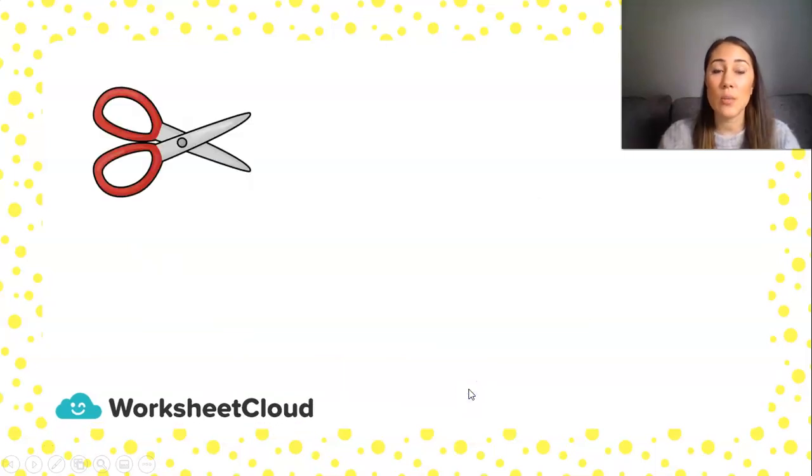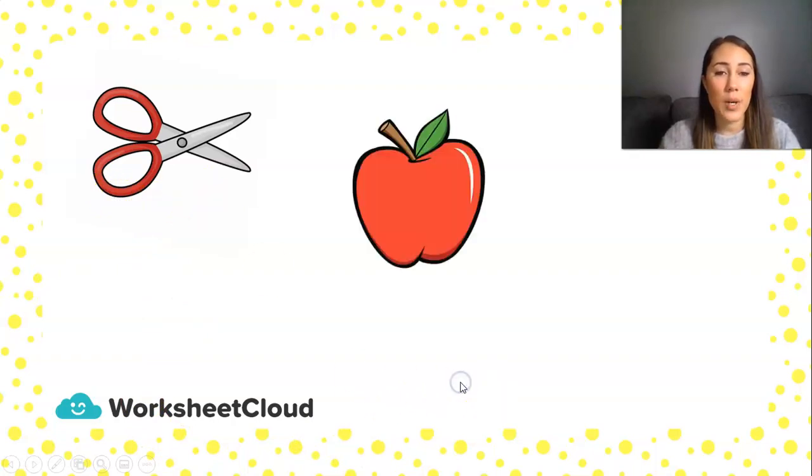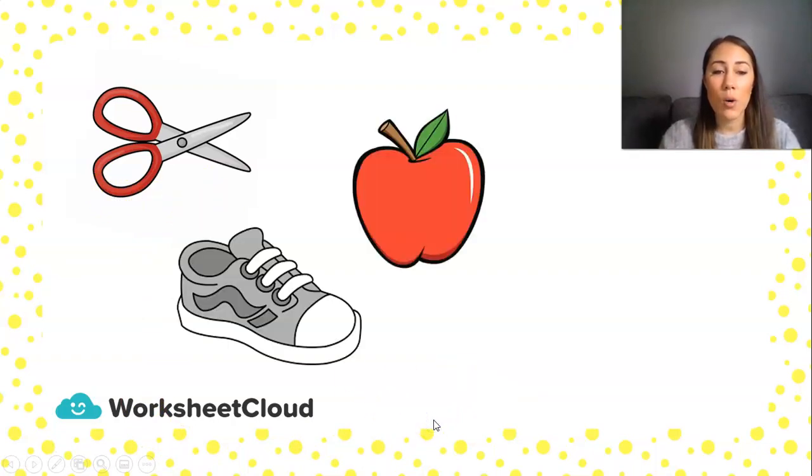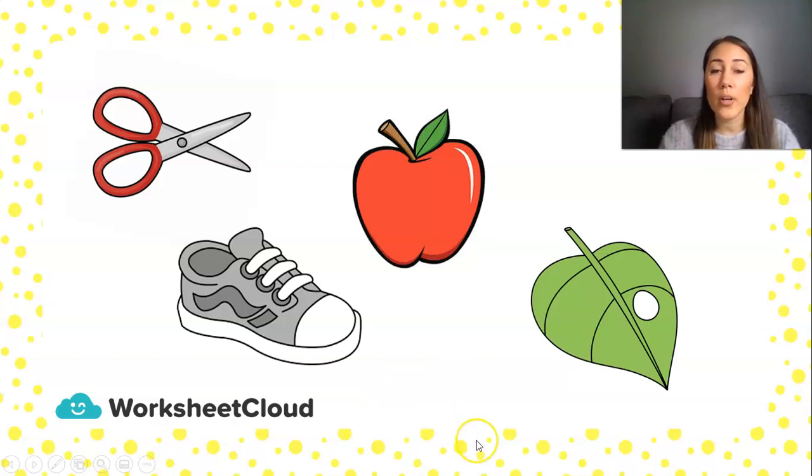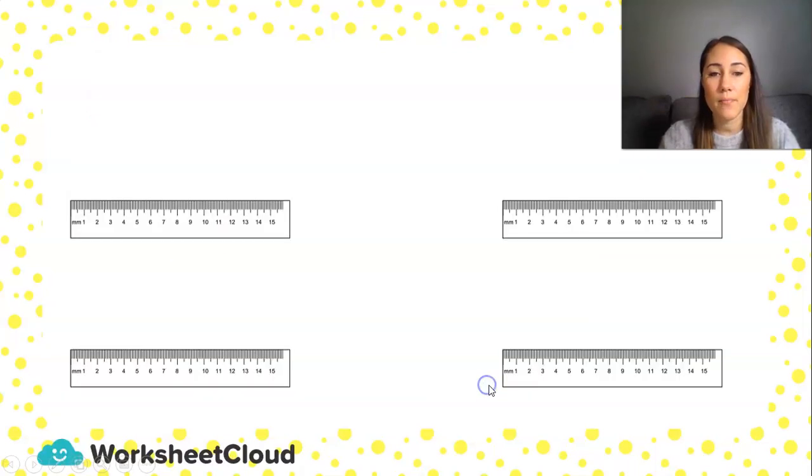Now the types of things that we will measure in centimeters will usually be about the size of your finger or of your hand. So if something is that size, we will measure it in centimeters, like a pair of scissors, or an apple, or a shoe, or a leaf. Now all of these things are about the size of your hand. So you won't measure this in millimeters, you will measure these in centimeters.